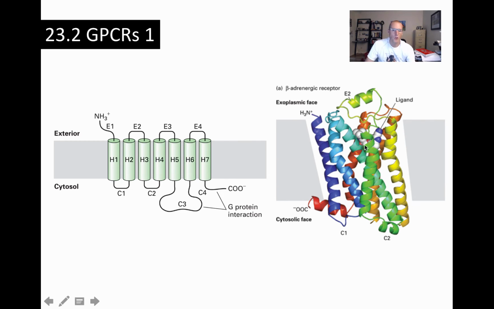The structure of this ligand binding site is going to vary receptor to receptor, because obviously they're going to have different ligands. The receptors are specific for their ligands. You can regulate these receptors in a variety of ways. A common one is via phosphorylation of amino acids in these cytosolic domains.